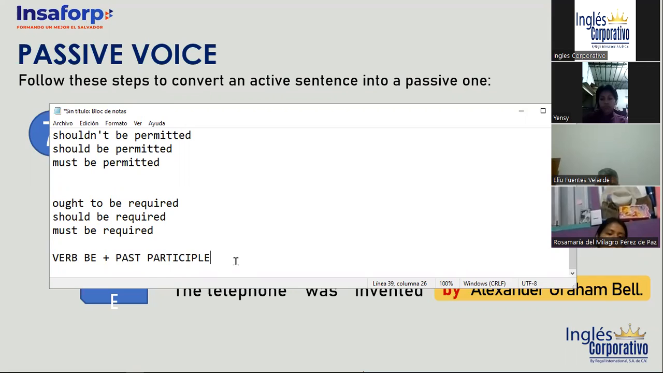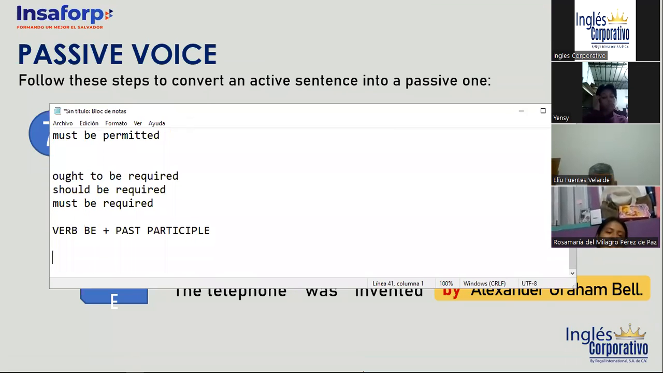No sé si contesto su pregunta, perdón. Más o menos me confundí. Why? Vaya, dígame un ejemplo.